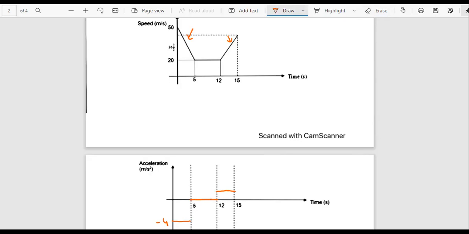Let's calculate that. Let's do things how they actually are. So what would be the deceleration in the first 5 seconds? Can you calculate that for me? Acceleration is change in speed divided by time.